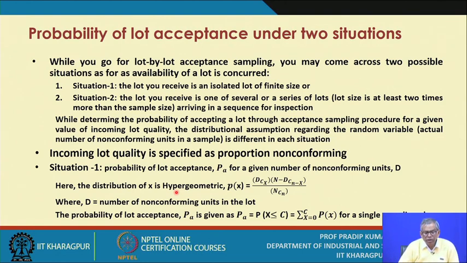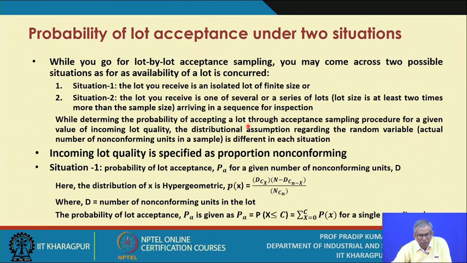While you go for lot by lot acceptance sampling, you may come across two possible situations as far as availability of a lot is concerned. Situation 1, the lot you receive is an isolated lot of finite size. That means just a one-time occurrence, one lot. Situation 2, the lot you receive is one of several, or a series of lots, or a stream of lots. Lot size is at least 10 times more than the sample size, arriving in a sequence for inspection. So this is the condition. That means the lot size is at least 10 times more than the sample size.